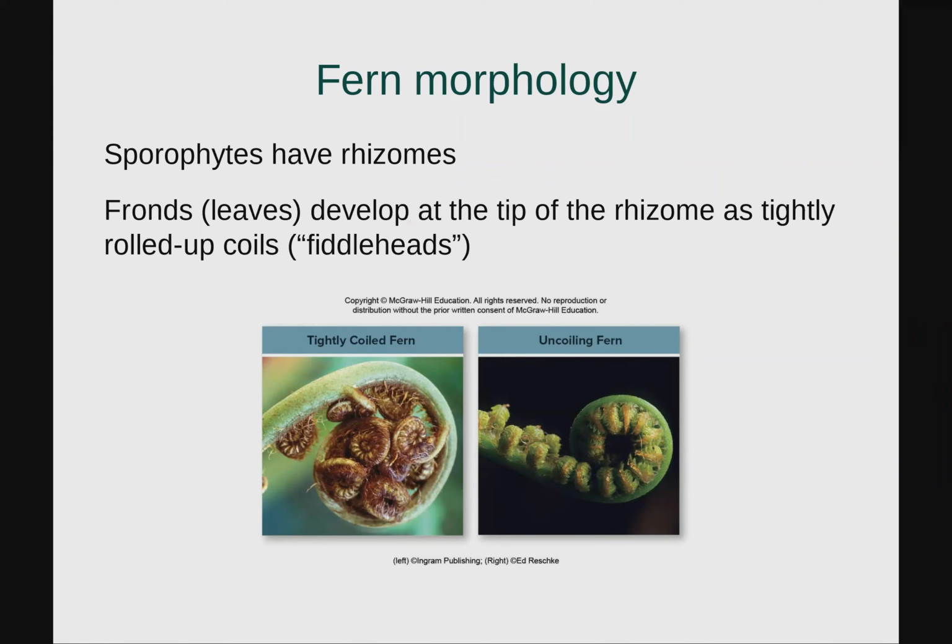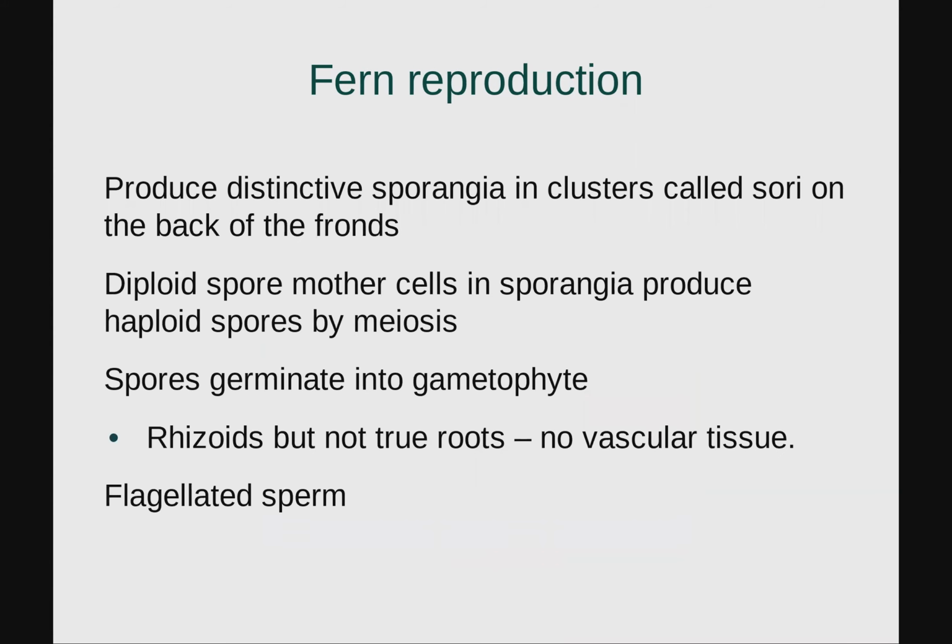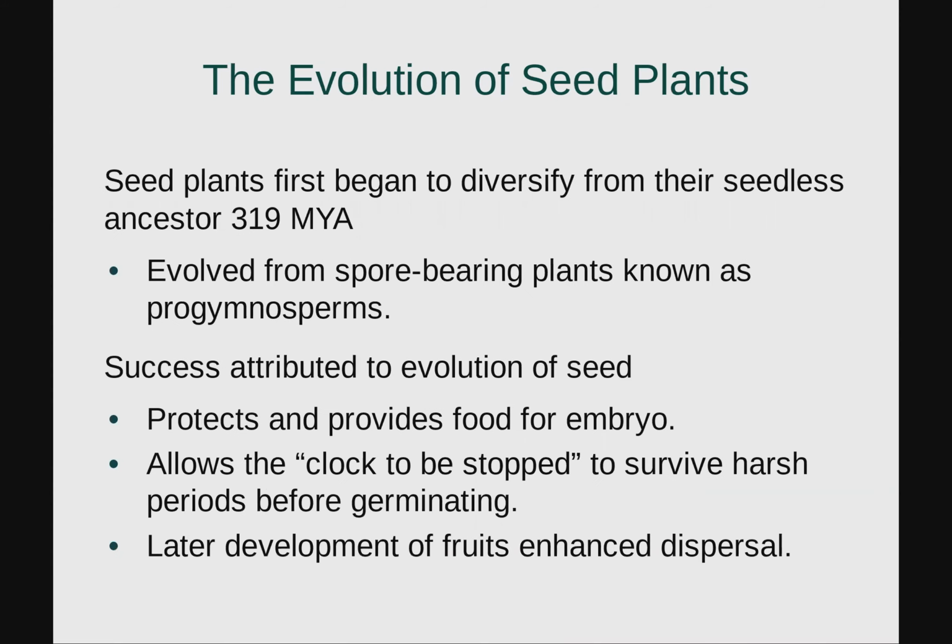Now, sporophytes, as we saw, have rhizomes. Now, their fronds or their leaves actually develop at the tip of a rhizome as tightly rolled up coils called fiddleheads. So we have the fiddlehead here. This is what a fern looks like. And then it starts to essentially uncoil. I always thought it kind of looked like an octopus arm. It uncoils, forming the mature fronds that we see. Now, as we mentioned, they have a really distinct reproductive system as we've already gone through. So that's our ferns, that's our vascular plants, but that are not seeded.